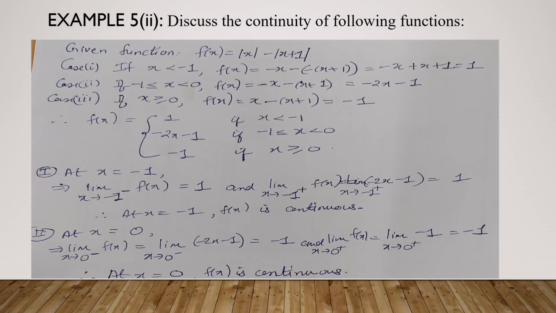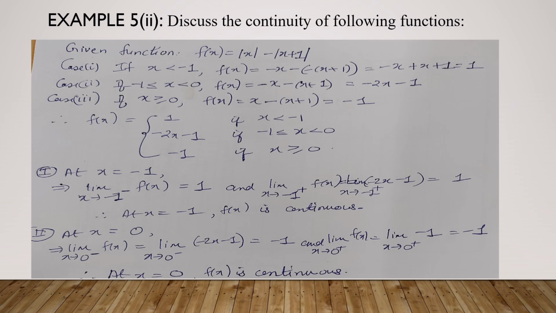Next example. Discuss the continuity of the given function f(x) is equal to mod x minus mod of (x plus 1). First of all, the mod function, how is it defined? Mod x will be equal to x if x is greater than 0, and it will be equal to minus x if x is less than 0. For example, if you have mod of 2, it is 2. But if you have mod of minus 2, it is minus of minus 2, which is 2. So mod x is equal to x if x is greater than 0, and mod x is equal to minus x if x is less than 0.